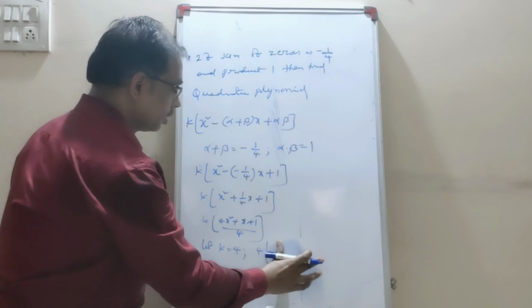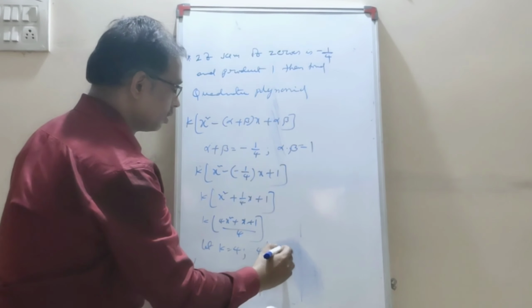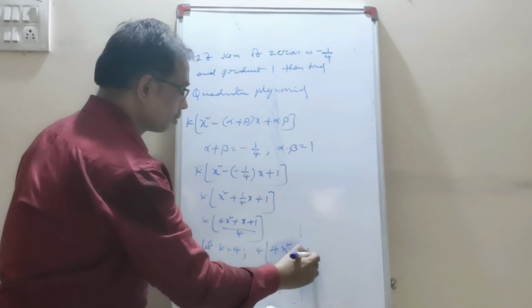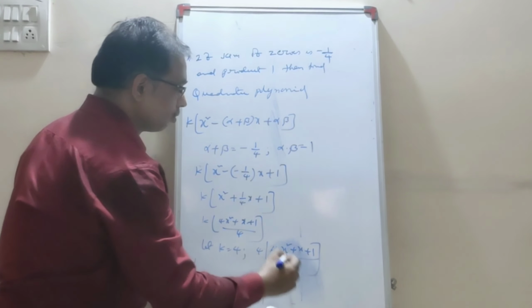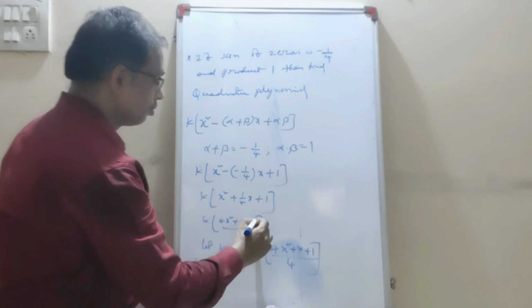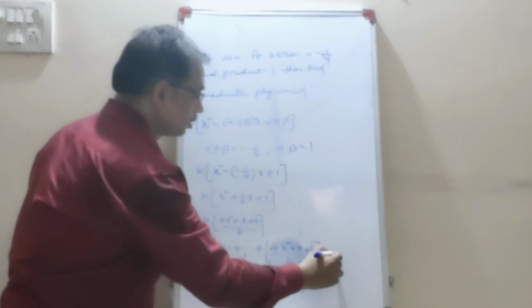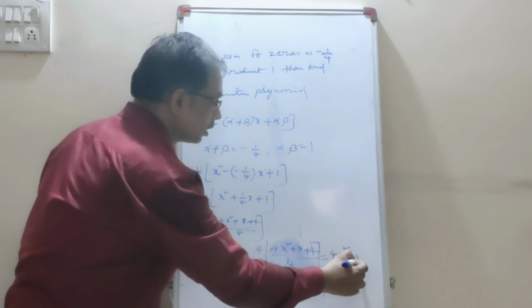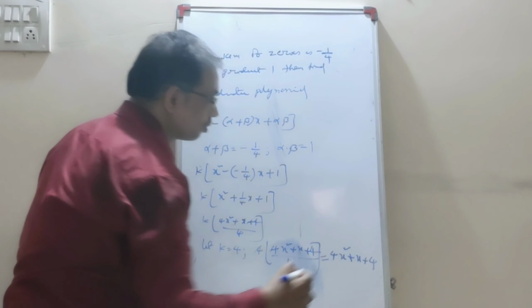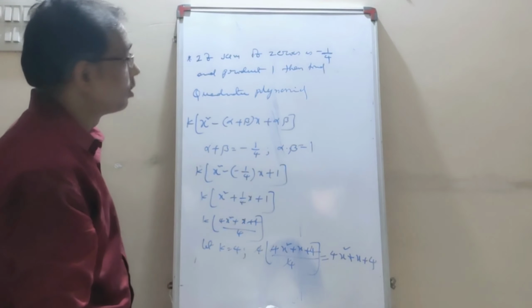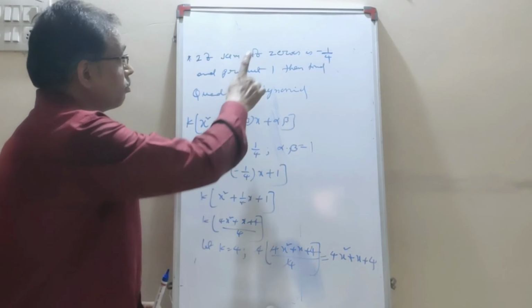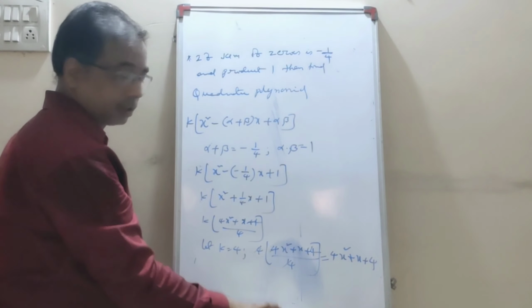That is, 4 into x square plus 1 by 4 x plus 1, the 4 gets cancelled. The final answer is 4x square plus x plus 4. So like this they ask for the polynomial when the sum and the product of the zeros are given.